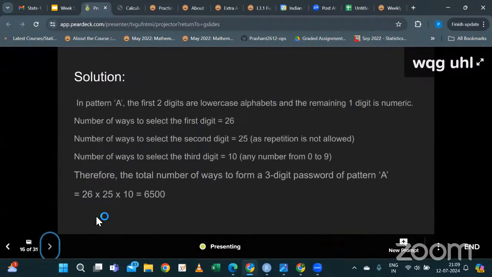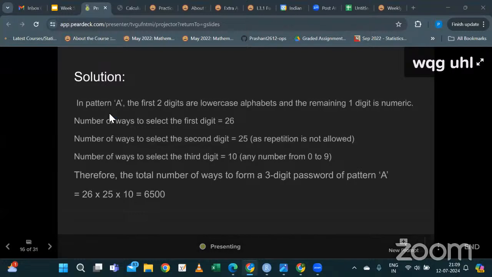Sir, I just have one question. Will it be written everywhere in the question if repetition is allowed? Yes, it will be mentioned. Otherwise, we have to consider that repetition is not allowed by default.